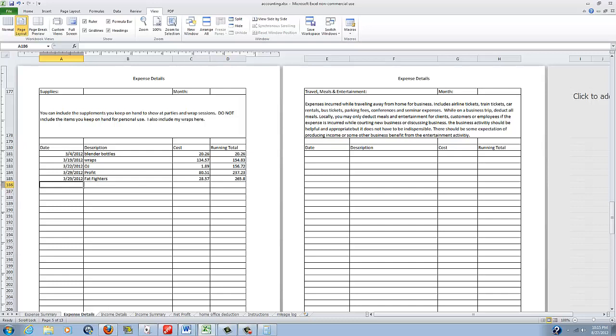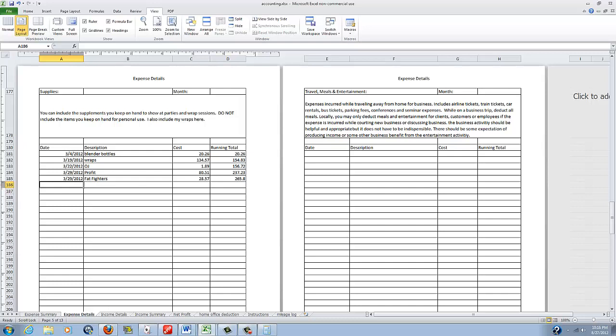Travel, meals, and entertainment. So here you can deduct the cost of any seminar or conferences, your meals while you're on a business trip, the cost to get to your conference or seminar, like your airline ticket or your car rental, any parking fees. If you are traveling locally, you can only deduct meals and entertainment that's for clients, customers, or employees if the expense is incurred while you're courting new business or discussing business.